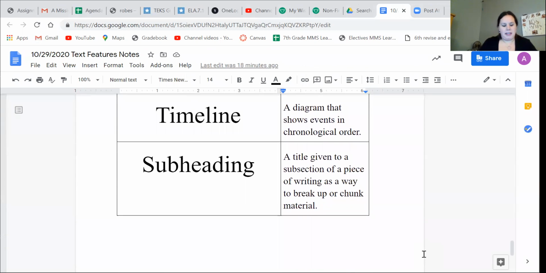Then we have our subheadings. These are within the headings. So you have a heading with the overall topic. Your subheading is going to take out a subsection of that writing, and it's going to label it for us. And that is a great way to break up or chunk the material that we're reading. So instead of reading about science, we're going to read about a particular part of science. Okay? So your subheading is kind of a sub of the subsection.